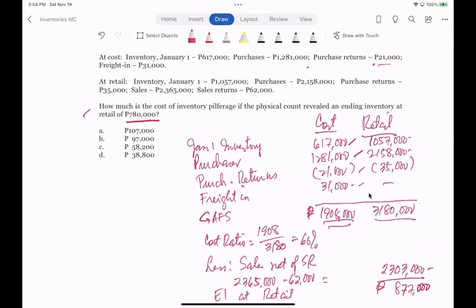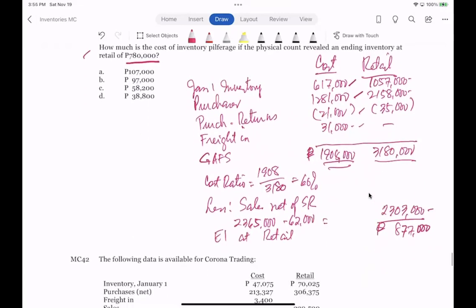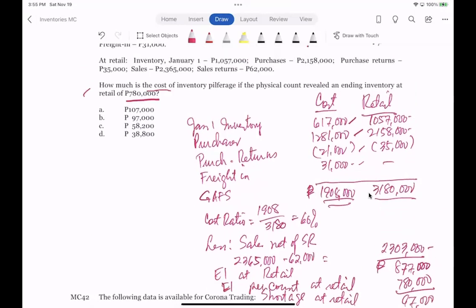Ending inventory per count at retail is 780. Therefore, you have shortage at retail amounting to 97. But that is not what is asked. What is asked is cost. So cost of inventory pilferage.